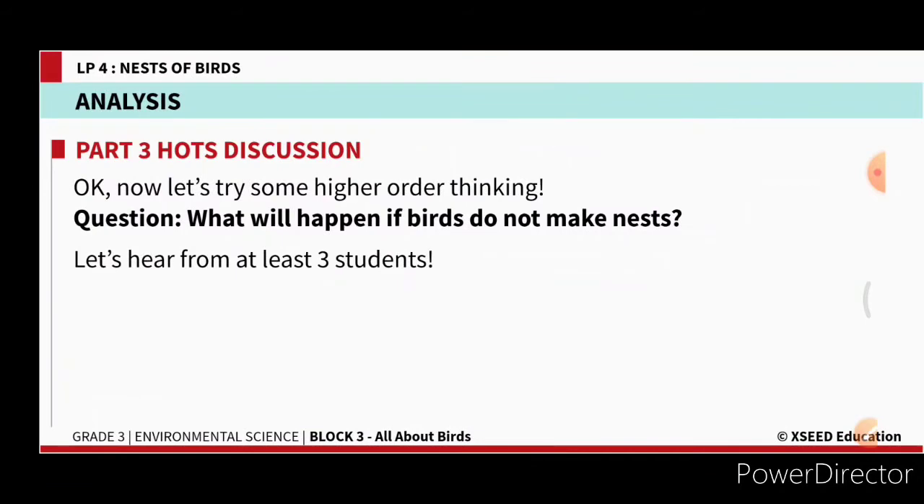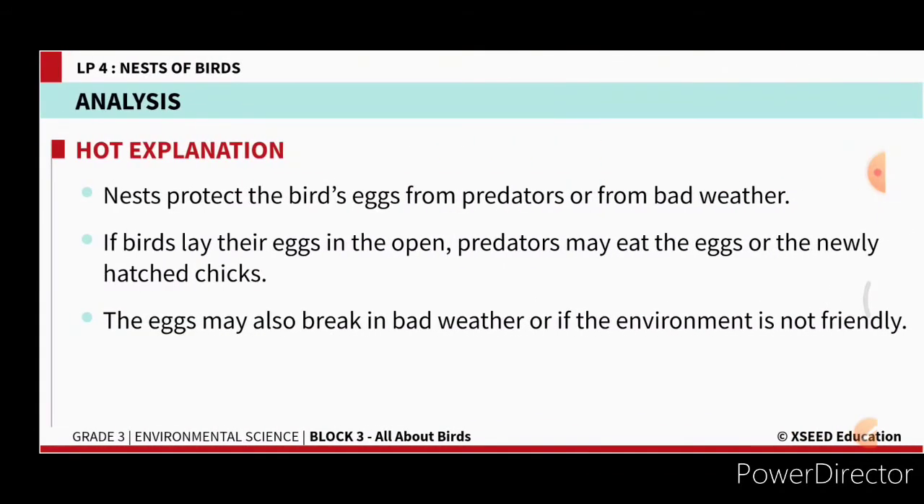What will happen if birds do not make nests? Nests protect the birds' eggs from predators or from bad weather. Okay, nests will protect the birds' eggs from predators. Can you name some predators? Predators means the animals that kill other animals.